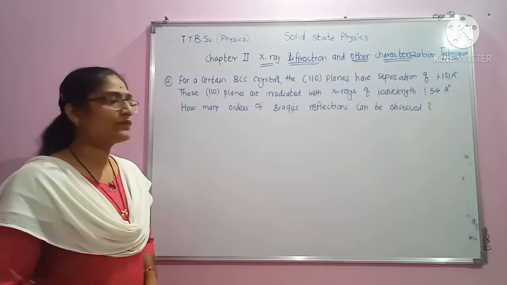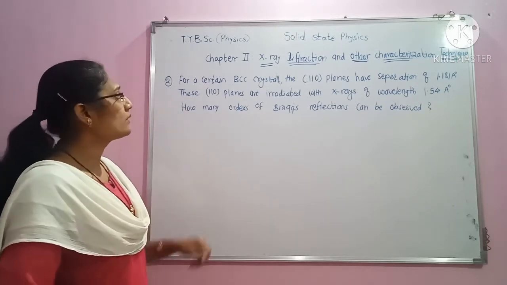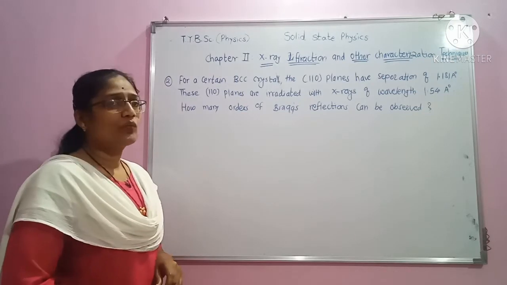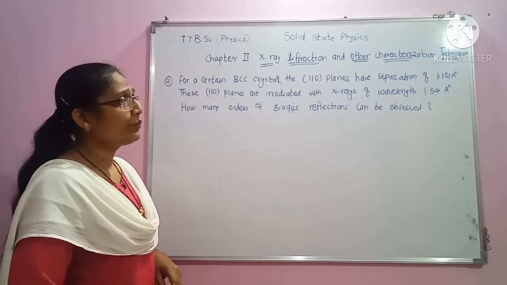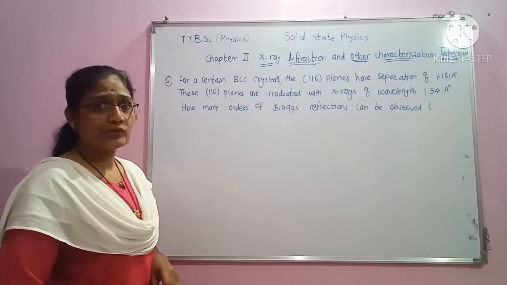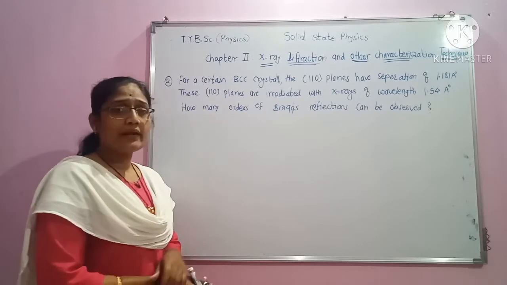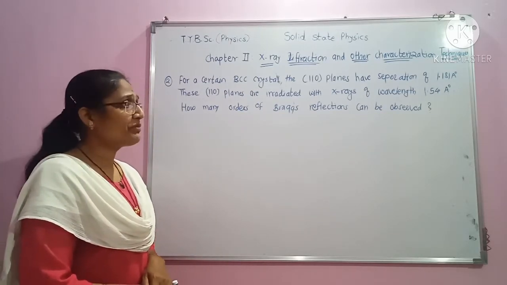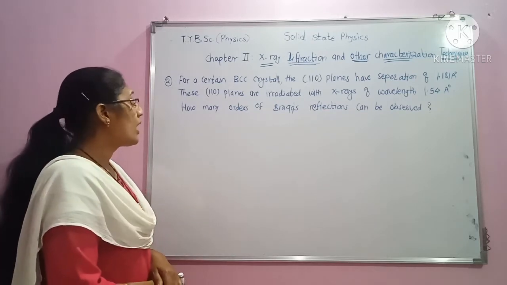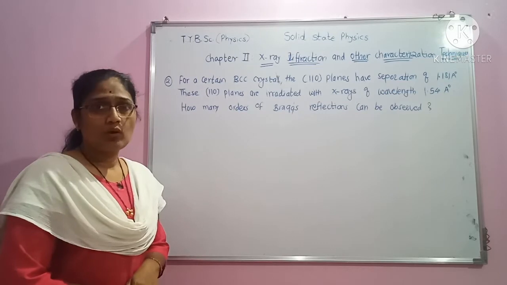Let's try to solve the second example. The second example is: for a certain BCC crystal, the 110 planes have a separation of 1.181 angstrom. These 110 planes are irradiated with X-rays of wavelength 1.54 angstrom. How many orders of Bragg's reflections can be observed?